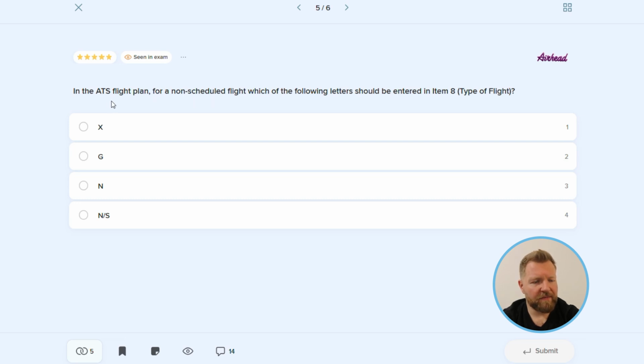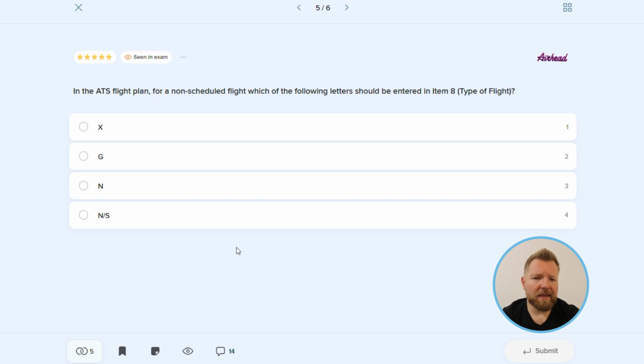Question number 5. In the ATS Flight Plan for a non-scheduled flight, which of the following letters should be entered in item 8, type of flight? X-ray, Golf, November, or November/Sierra.